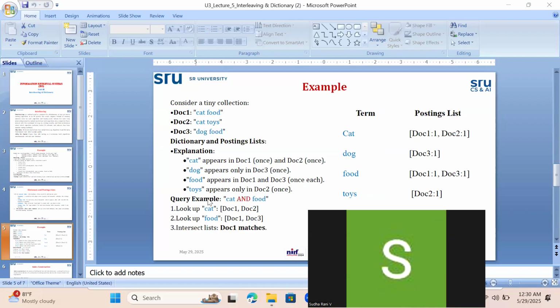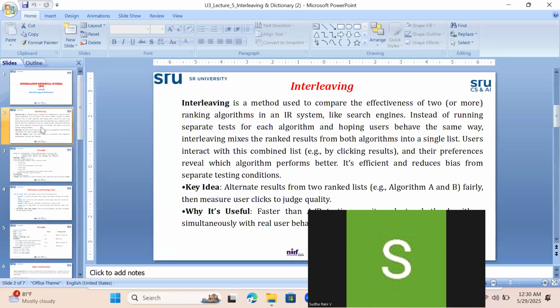Then query example, cat and food. If you want to search for cat and food, where is the cat? It is in document 1 and document 2. Food is in document 1 and document 3. Intersect the lists: document 1, document 2; document 1, document 3. So the common one is document 1. So the query cat and food is found in document 1. This is called intersection.